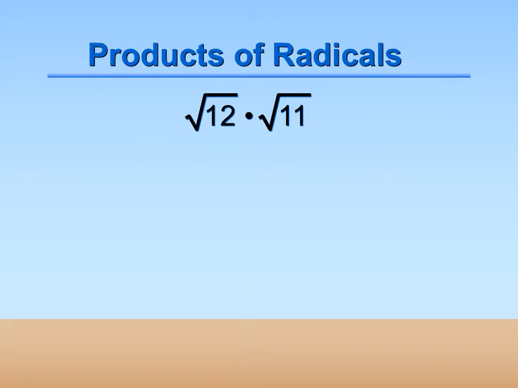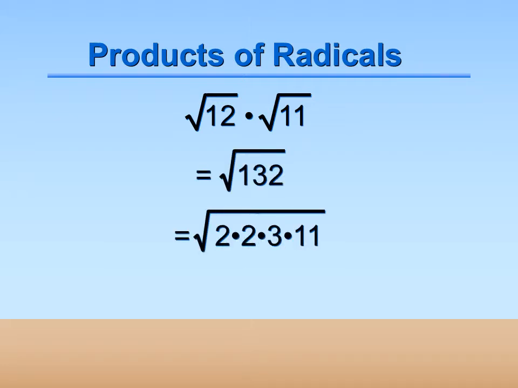First, we have the square root of 12 times the square root of 11. Since the index is the same, we can just multiply. 12 times 11 is 132. But if we have 132, we have to simplify that. So we had to break it down into primes, which is 2 times 2 times 3 times 11. We've got two groups of 2, so we're going to pull a 2 out, leaving 2 square root of 33.